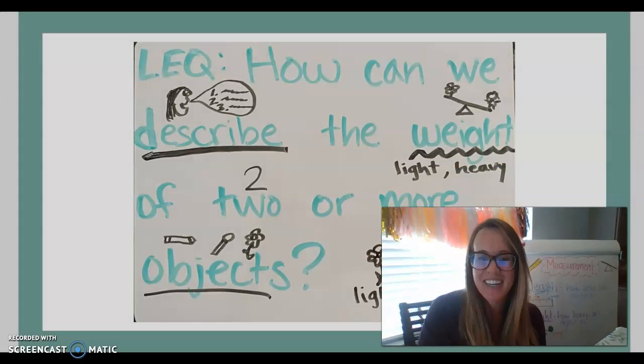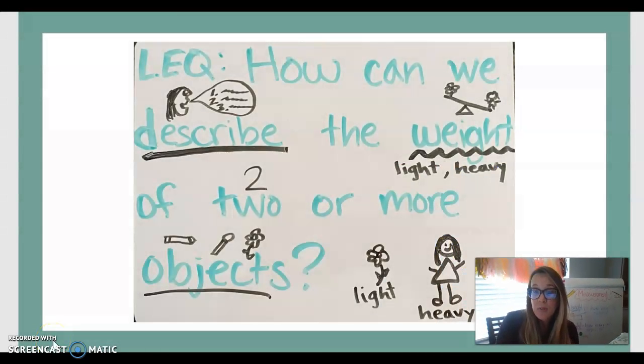Okay, let's go ahead and take a look at our LEQ for today, and then we're going to get started with our math lesson. So let's see if you could read it with me. If not, that's okay, because we are going to read it 2 times. Here we go, starting at the top. How can we describe the weight of 2 or more objects? Okay, if you didn't read it last time, you better read it this time. Everybody, here we go. How can we describe the weight of 2 or more objects? Good job, boys and girls.